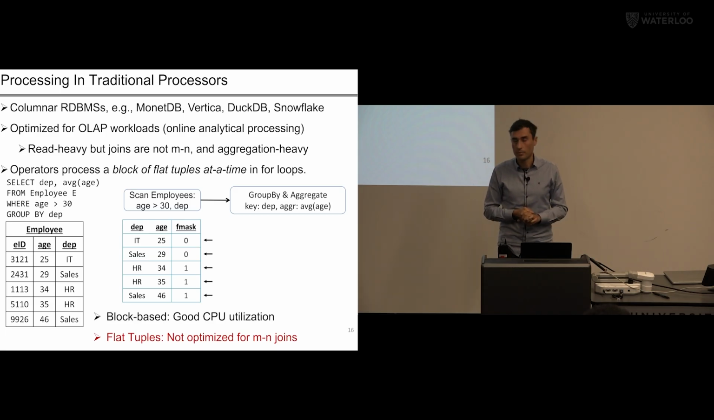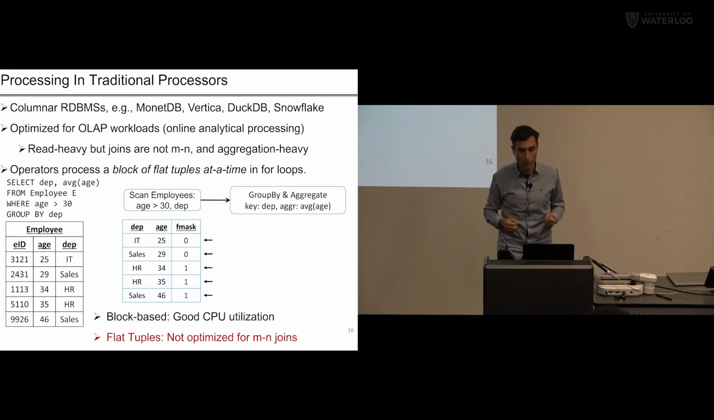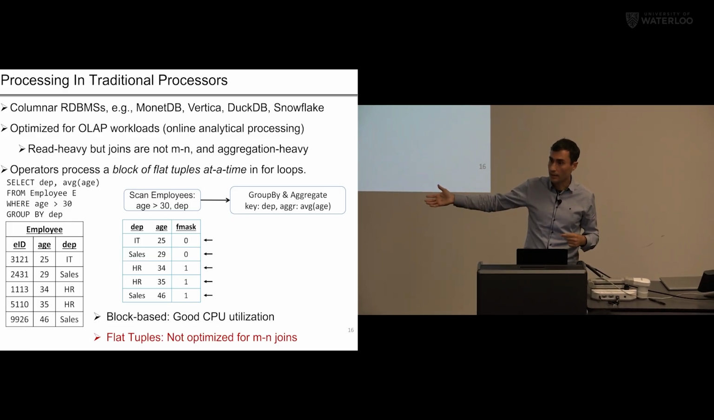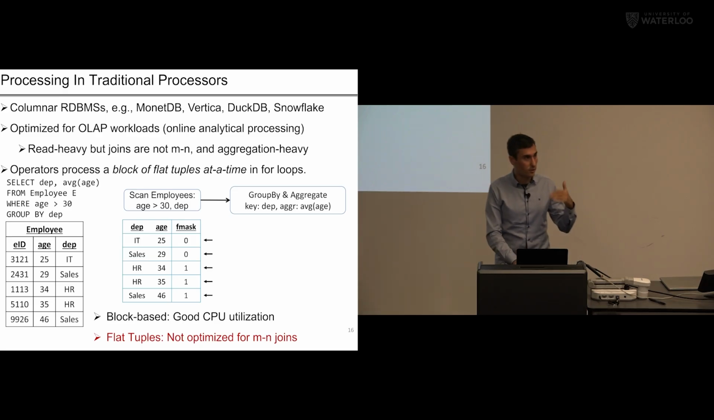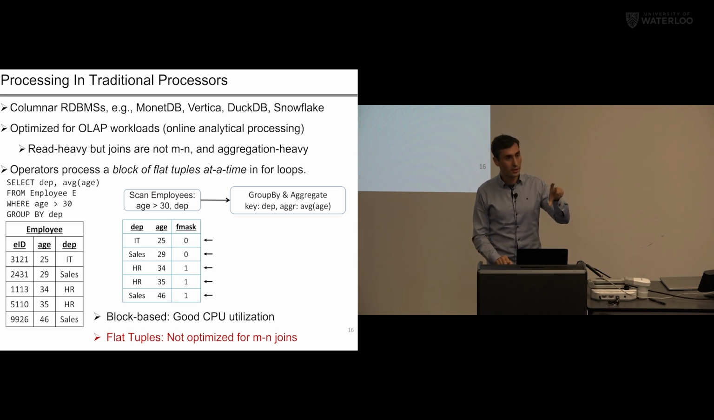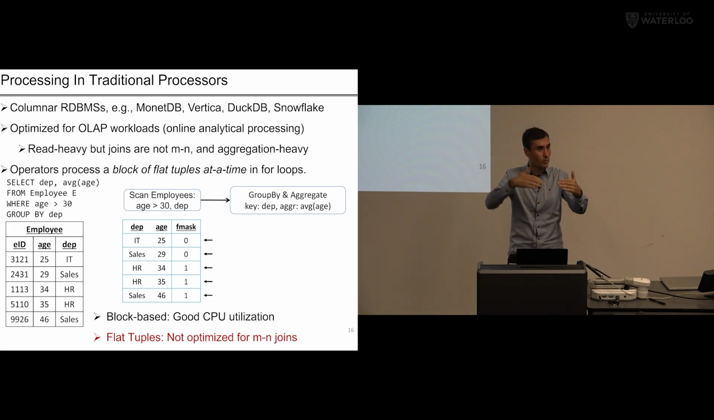The plan will look like a scan operator that scans all the tuples whose age is greater than 30 from the employees table and passes those to a group by and aggregate operator, which will perform the group by and aggregation. In this paradigm of block-based or vector-based processing, each operator always operates on a vector of tuples, often about 2048 tuples at a time. So every operator in the system needs to be written so that it has a tight for loop that loops over a vector or a block of tuples and performs the same computation over and over again.